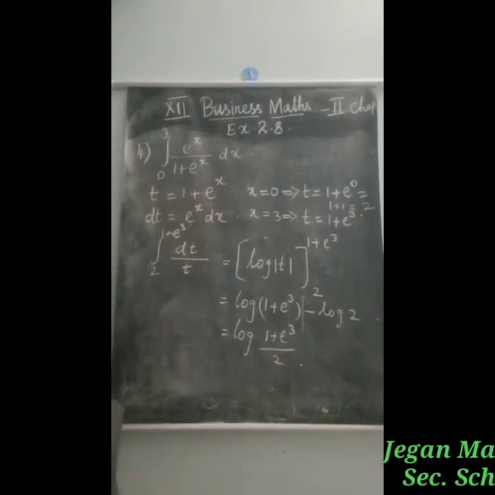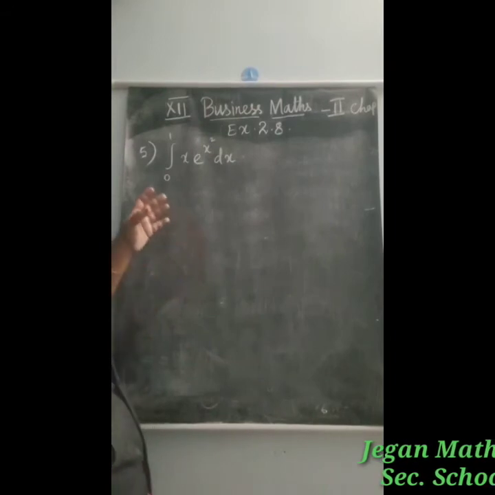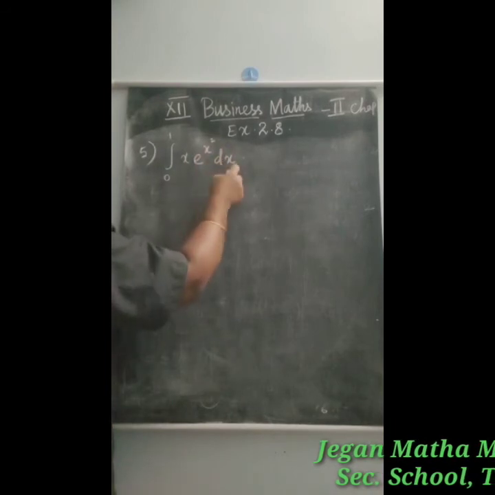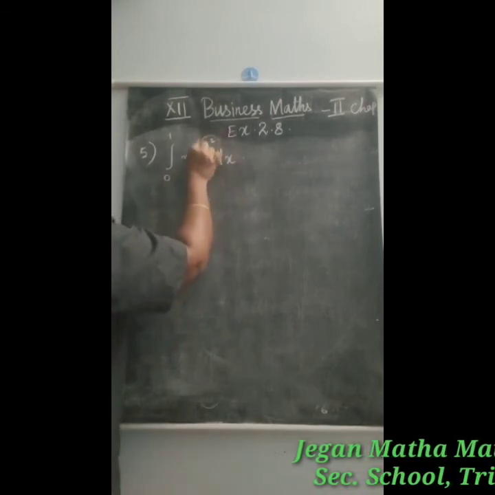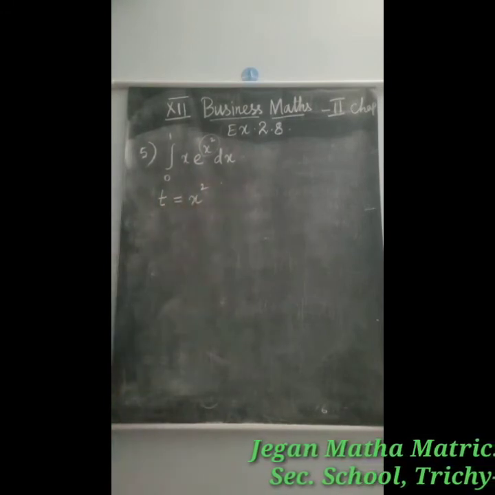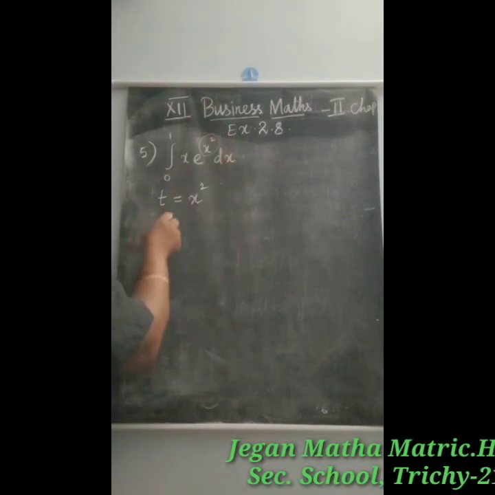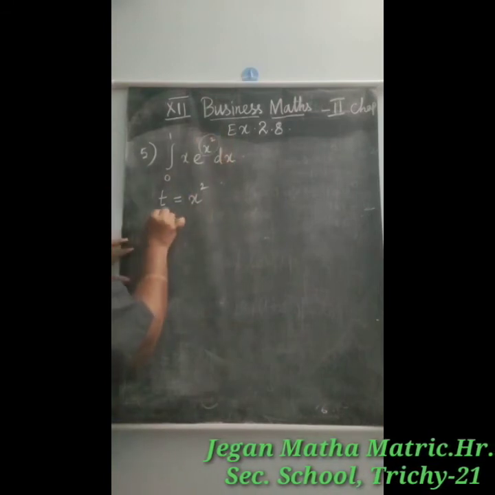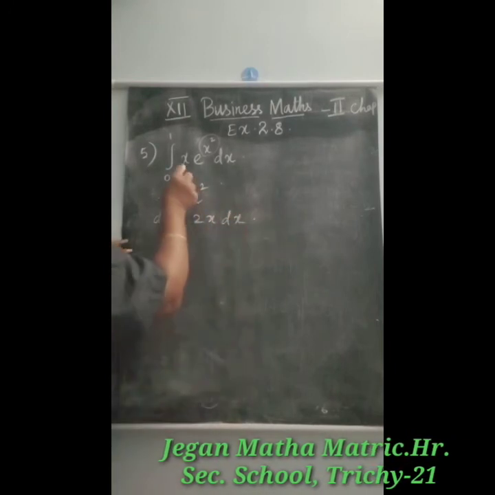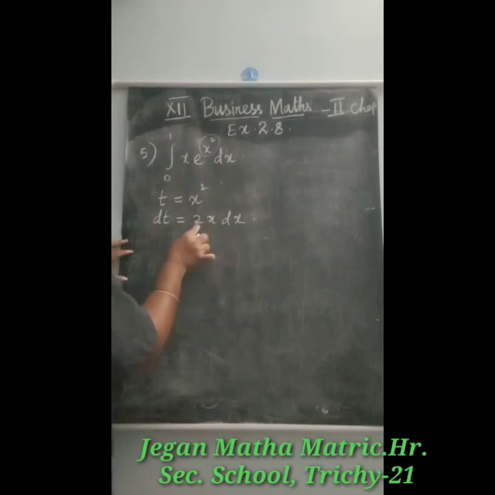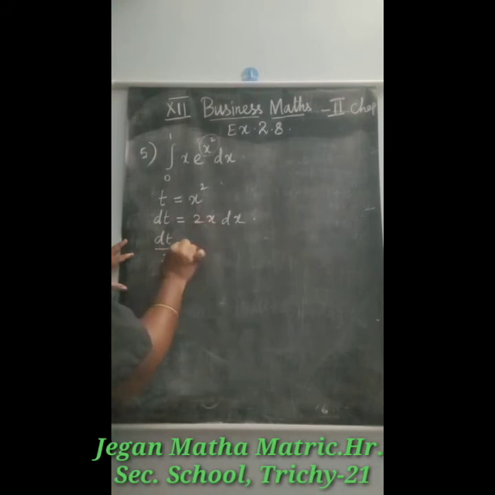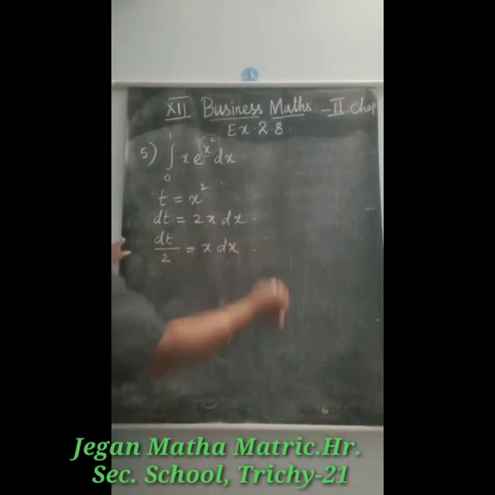Can you understand, children? Let us see the fifth question. Integral of 0 to 1 x into e power x squared into dx. Let us consider this power value to be t. So t is equal to x squared only, not e power x, because the power is there. So t is equal to x squared and dt is equal to 2x dx. So x dx means dt by 2, the constant term is taken common.